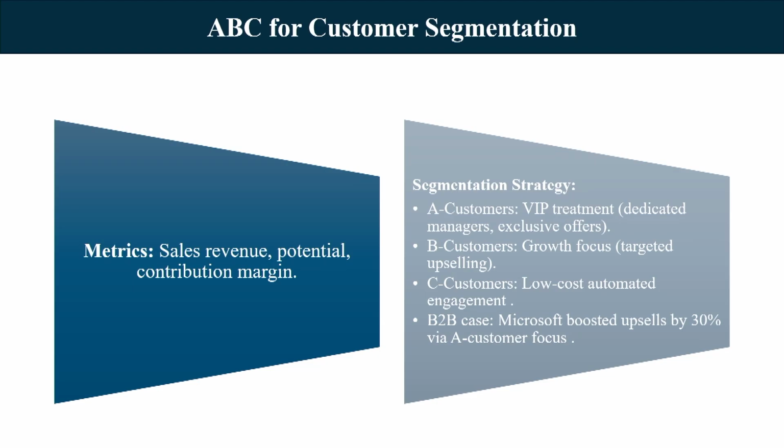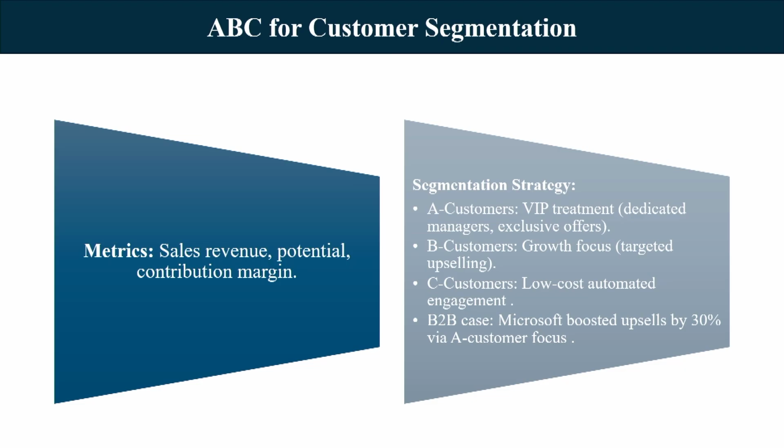Next, coming to the B category customers, what we have to focus on is growth through targeted upselling, like personalized recommendations to move them up the ladder. There is a possibility that at one point of time B category customers can be converted to A category customers. So, that is why we take such kind of marketing interventions.